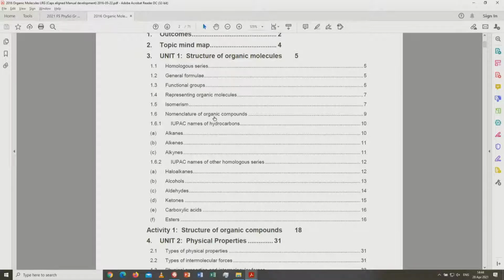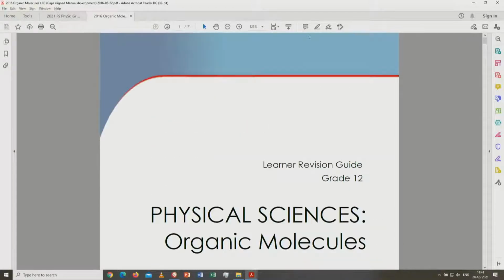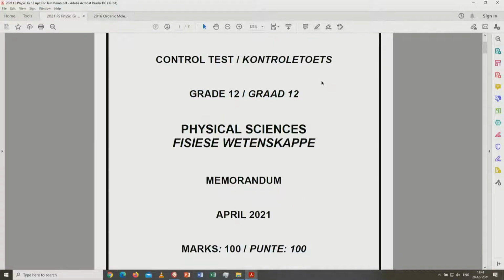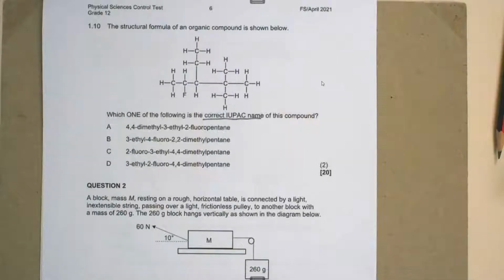And I will put it there for you, and you download it, Afrikaans and English, and go through that, because all the rules for IUPAC are there. A lot of exceptionally good information. So it's important that you get this document. Take a look again at what it looks like. It has this blue band on top, and it says Physical Science Organic Molecules Learner Revision Guide Grade 12. Okay, so let's jump back to this one.